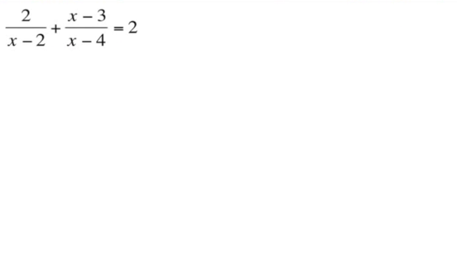Let's take a look at the next problem. We have 2 over x minus 2 plus x minus 3 over x minus 4 equals 2. The first thing I'm going to do is multiply everything by a common denominator. Everything, everything, everything. So in this case, my common denominator, taking a look over here, we could say this is the same as 2 over 1. My common denominator is going to be x minus 2 times x minus 4.